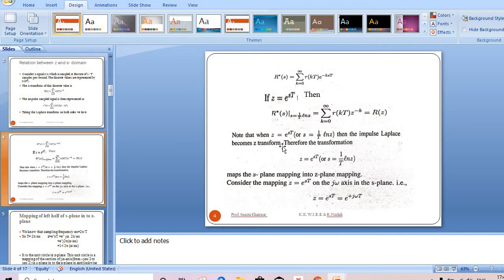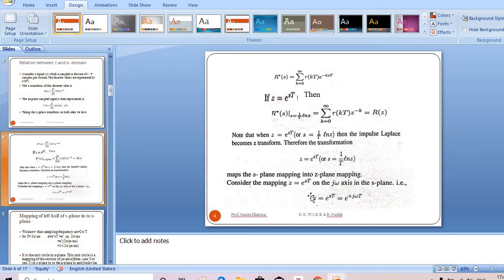Note that when Z is equal to e raised to ST, or S is equal to 1 upon T ln Z, where ln Z means natural log, then the impulse Laplace becomes Z transform. Therefore, the transformation Z equal to e raised to ST, or S equal to 1 upon T ln Z, maps the S plane into the Z plane.